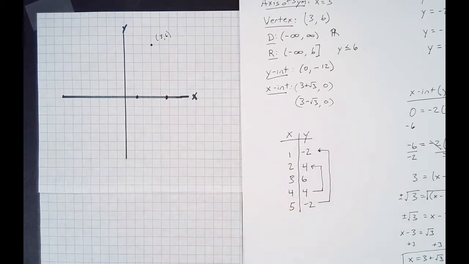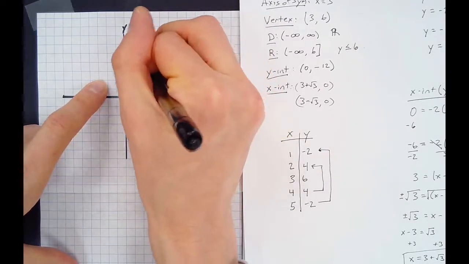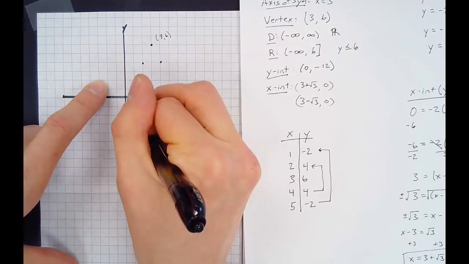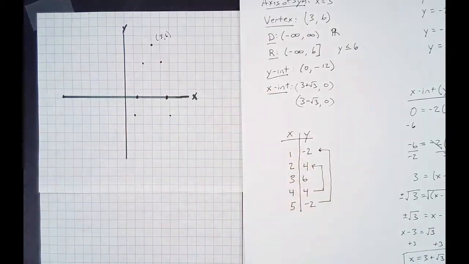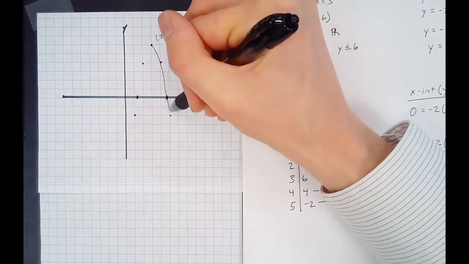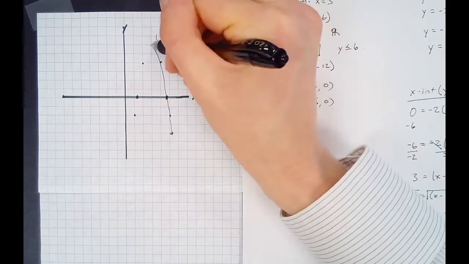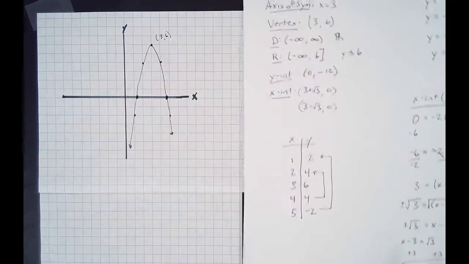I can plot these points. If I plot these points, I should be able to come up with a pretty good idea of what my graph looks like. So I do that, and now I can just come in here and finish out the graph. And that is how you graph a quadratic in vertex form.